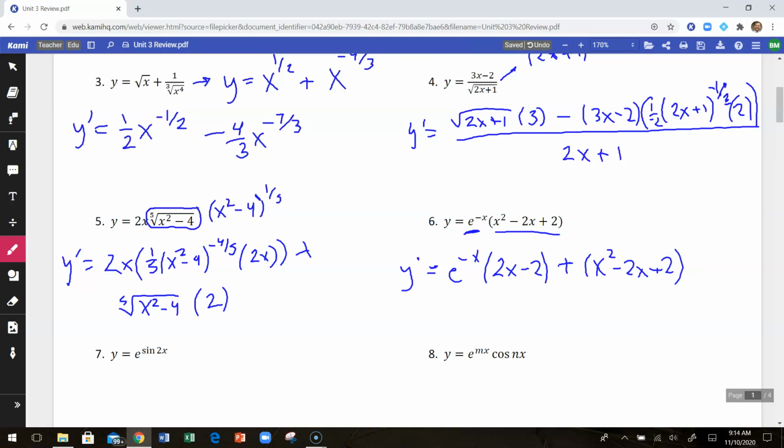So remember, when we do the derivative of e to the x, it's e to the x. However, you need to chain on the derivative of the exponent here. So it's going to be e to the negative x. I keep that the same, but then chain the derivative of the exponent, which is going to be negative 1.